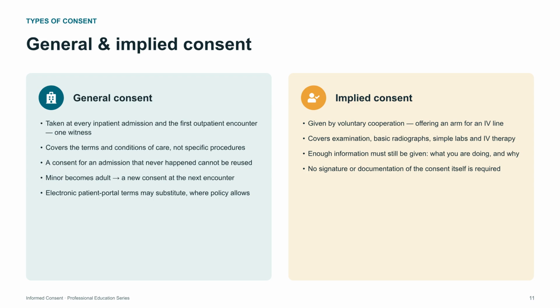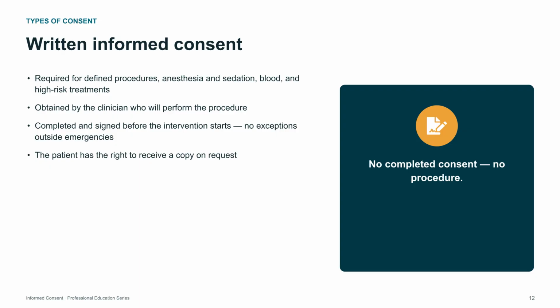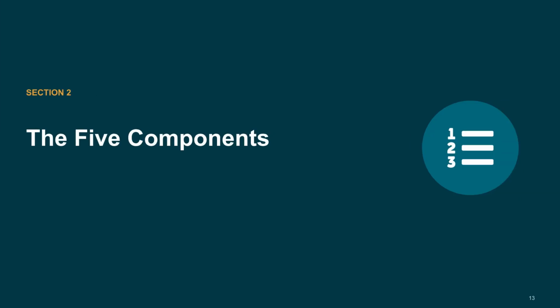General consent covers terms and conditions at admission, while implied consent covers routine care given through cooperation. However, remember that implied consent does not replace the duty to explain what you are doing and why. For high-risk treatments, surgery, and anesthesia, written informed consent is mandatory. It must be obtained by the performing clinician, completed before the intervention starts, and the patient always has the right to receive a copy.